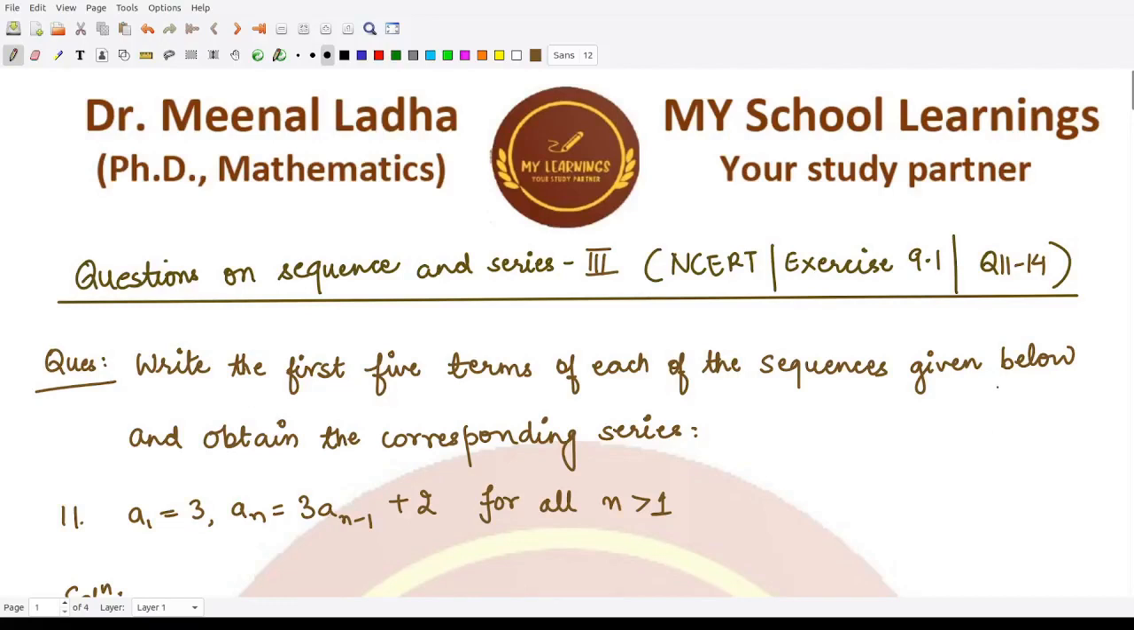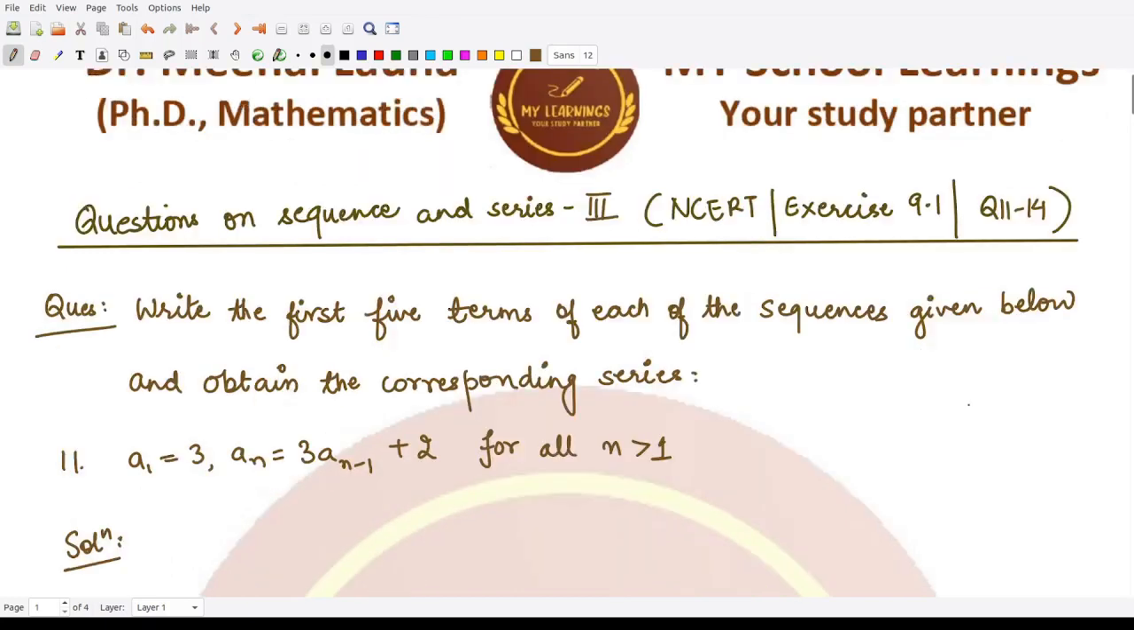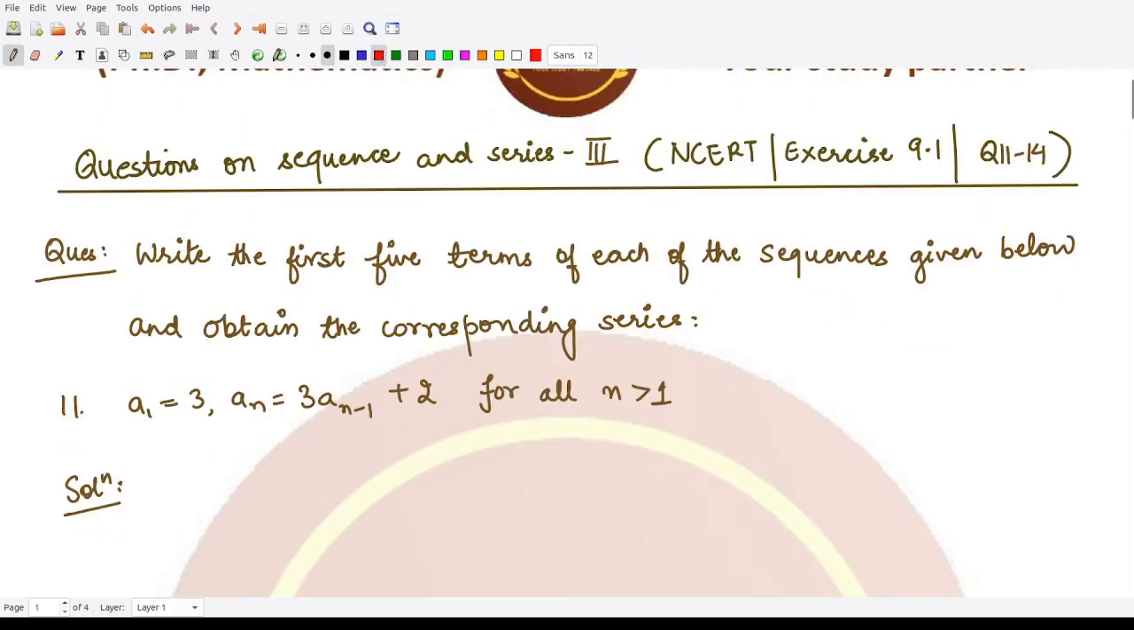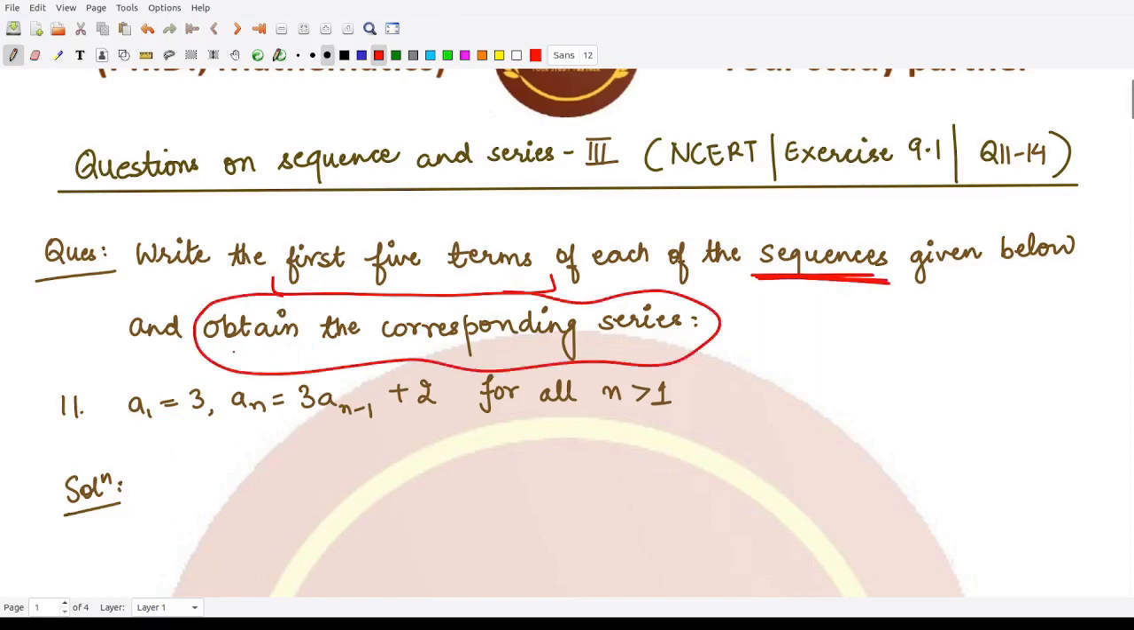Now let's move on to more questions in this video. So we have completed question 1 to 10 from exercise 9.1. Now let's look at question 11. Here they are saying that we need to write down the first 5 terms of each of the given sequence, and then from those terms we need to obtain the corresponding series, right?